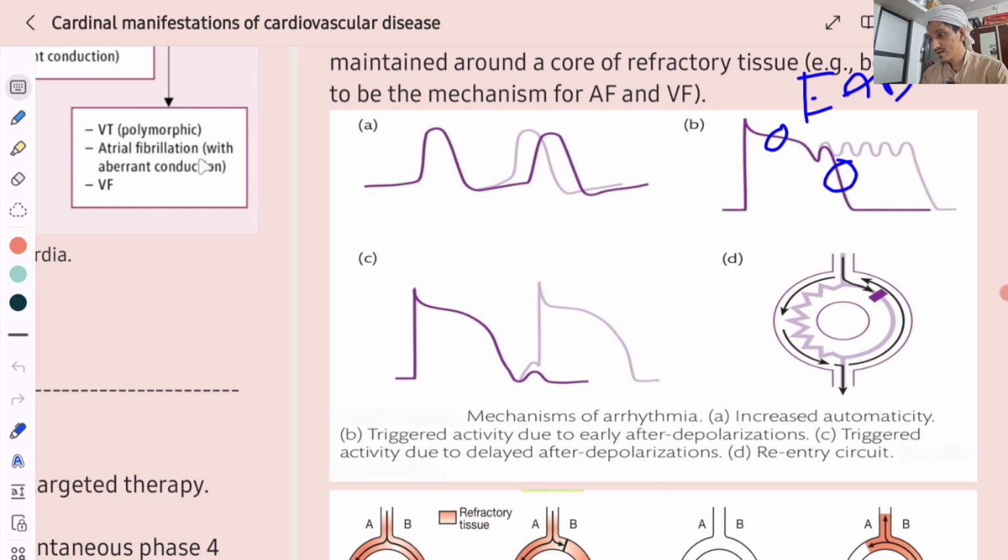This is an example for delayed afterdepolarization. They occur after repolarization. Due to some reason there is some spike here, but this is a normal spike which will not generate any arrhythmia. But if it reaches a threshold like this, up to here, then it will generate an action potential, a cardiac action potential, that results in arrhythmia. That is about delayed afterdepolarization. The fourth one is the re-entry phenomena, which is the most common cause of arrhythmias.